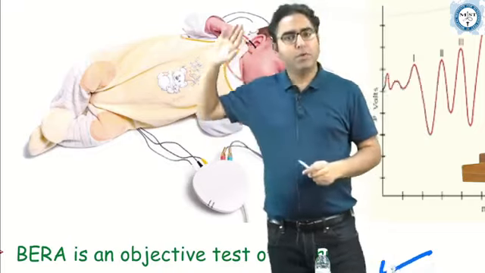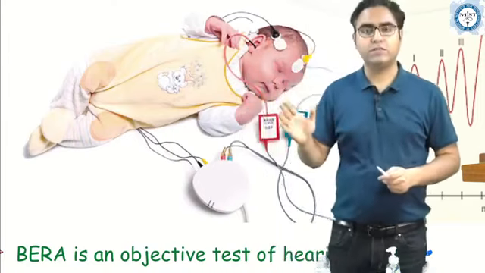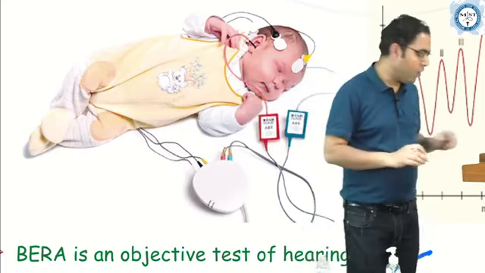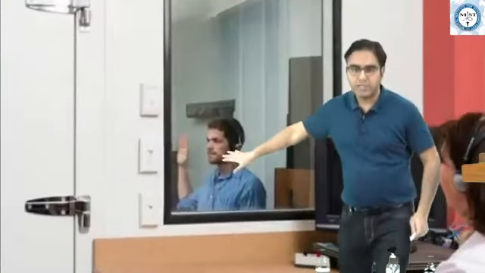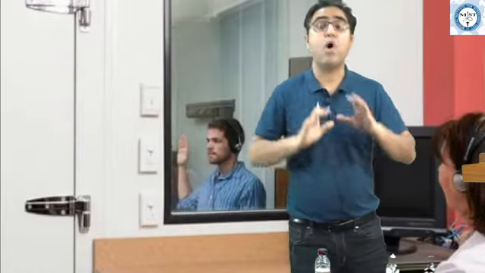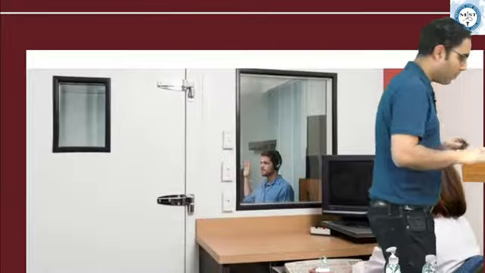Can you do pure tone audiometry in this child, beta? Pure tone audiometry was a subjective test. Do you remember? The patient was telling you whether they are hearing or not, and you are making the report accordingly. Can a 6-month-old baby tell you, Doctor Dhavan, I am hearing it, or no, I am not hearing it? A 6-month-old baby can only sleep, that's all. For children, this test is useless, beta. For that we need a test which is objective, meaning the subject is not involved. BERA is a test which is an objective test of hearing, beta.